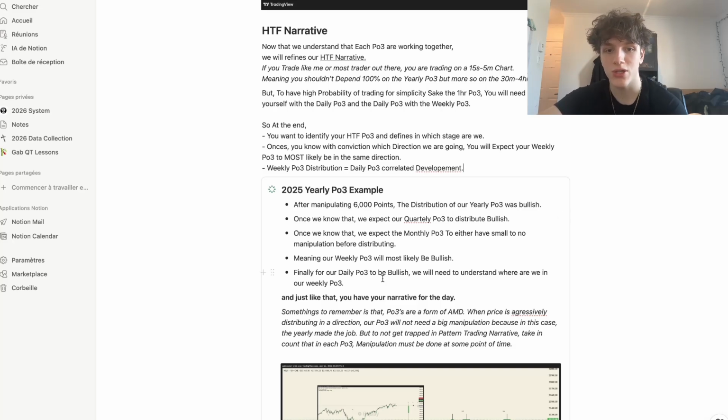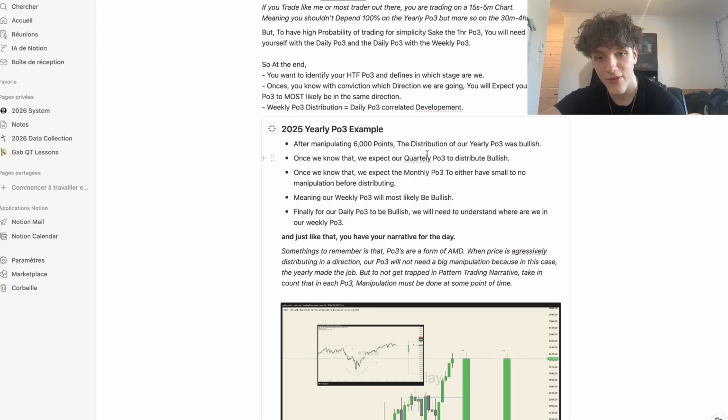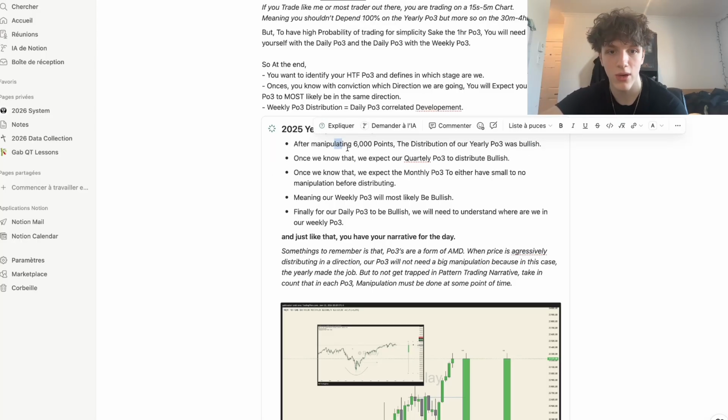After manipulating 6,000 points, the distribution of our yearly power of 3 was bullish. Once we know that, we expect our quarterly power of 3 to distribute bullish because we already manipulated lower. Once we know that, we expect the monthly power of 3 to have either small to no manipulation before distributing higher in favor of our quarterly that already manipulated and our yearly, meaning our weekly power of 3 will most likely be bullish for monthly power of 3.